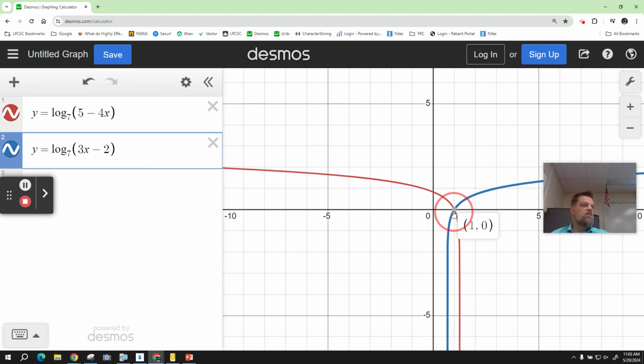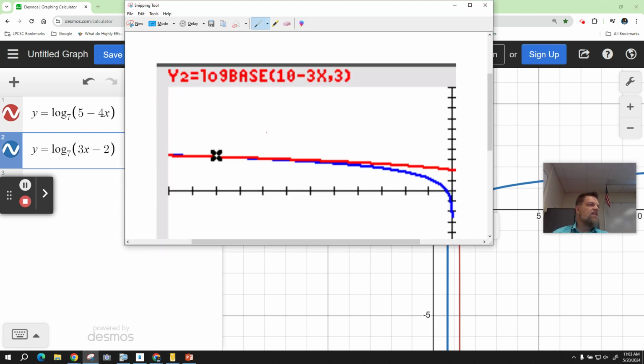But look here. They intersect each other at x equals 1. Well, that's what we said the answer was. Does that make sense? So that's how you double check it.